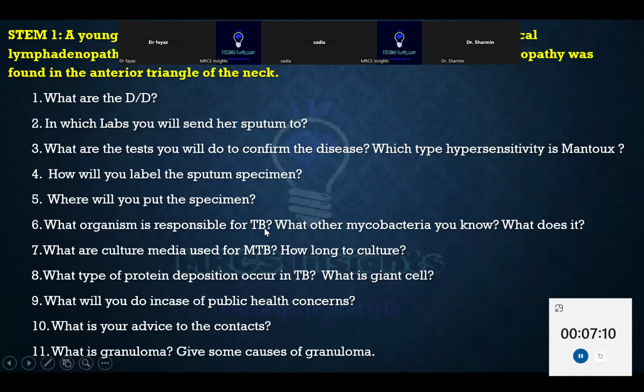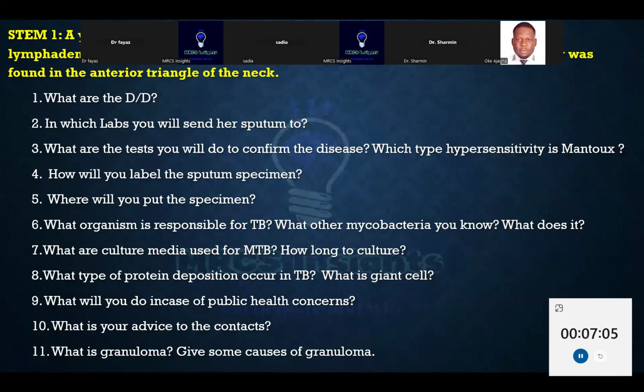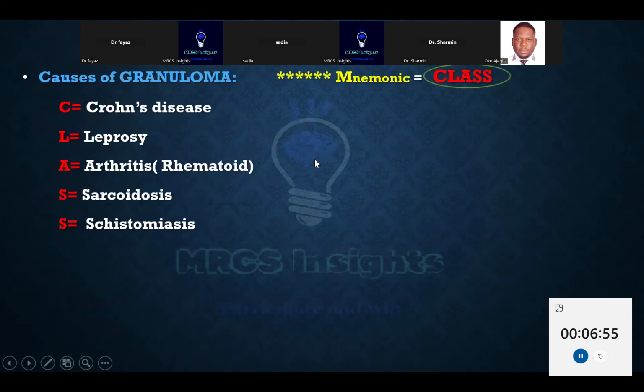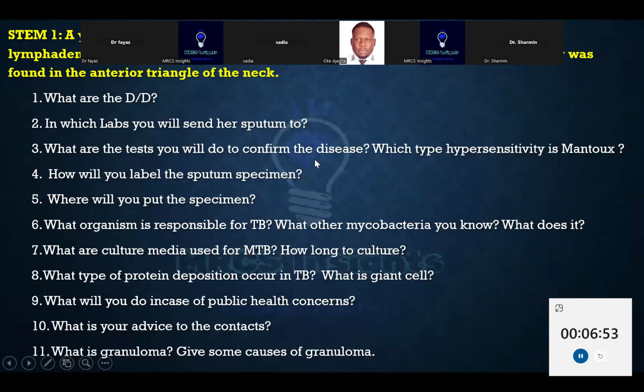Can you tell me the organism which is responsible for tuberculosis? It's Mycobacterium tuberculosis. What other mycobacteria do you know? Mycobacterium avium intracellulare in immunocompromised patients, and there is Mycobacterium bovis, Mycobacterium marinum, kansasii, ulcerans, fortuitum, and that's all. You told all the species. Very good.